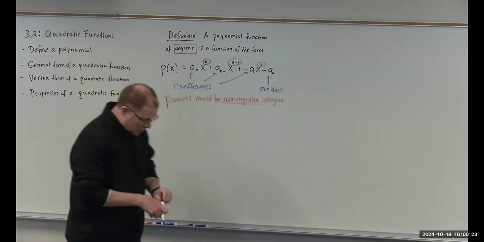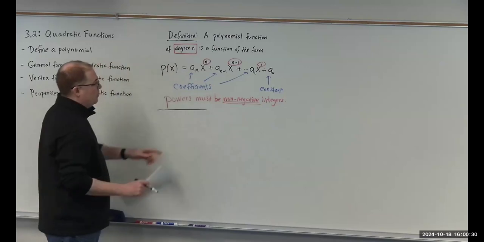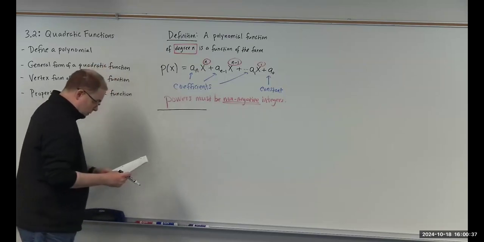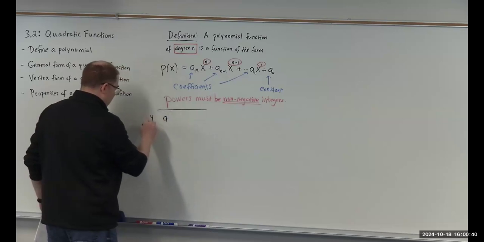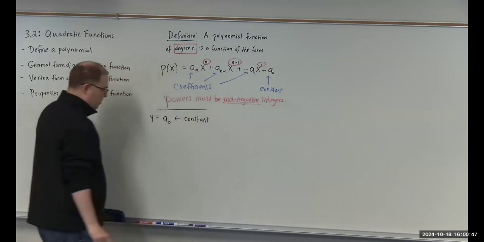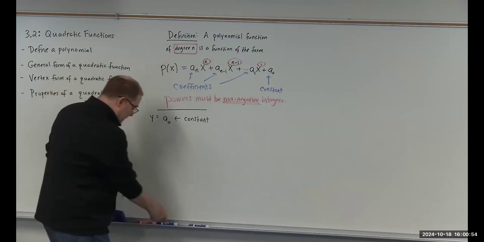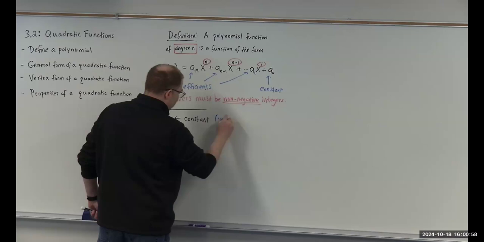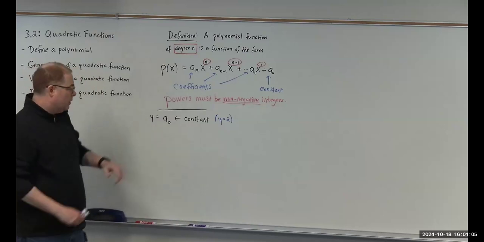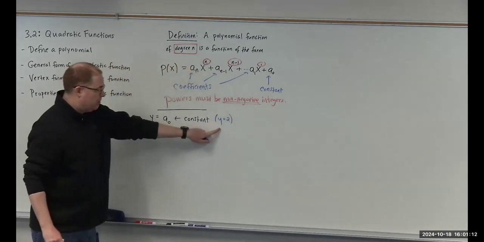Okay, so we have what's called constants. If you look at this term, say we have, I'll just call this y. So this is just a constant function. For example, let's say y equals 2. Basically, that's just a horizontal line. And the degree of constants, the degree of something like this, is 0.